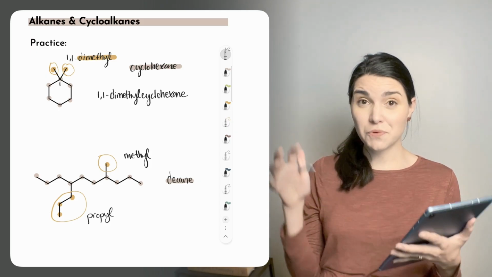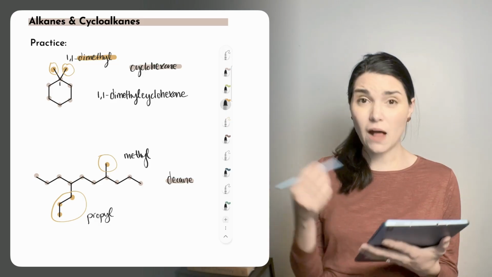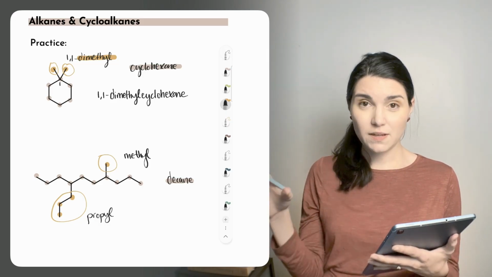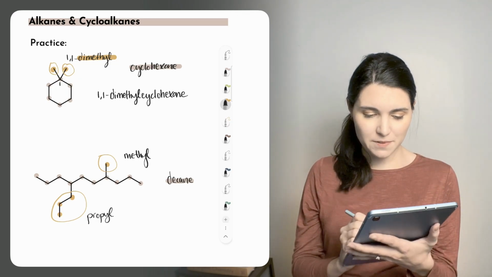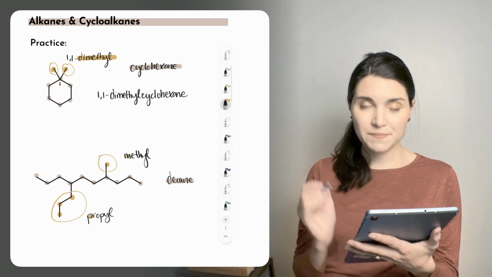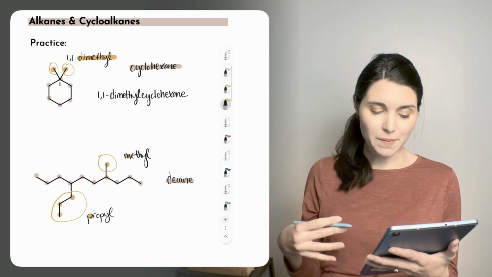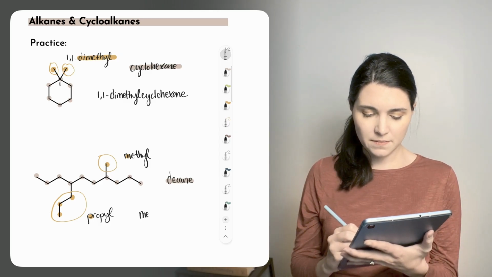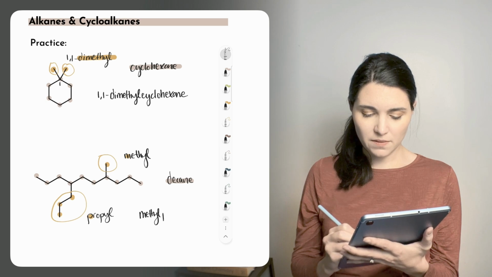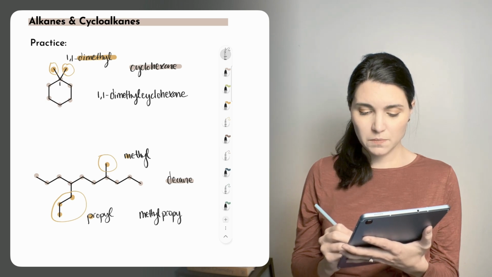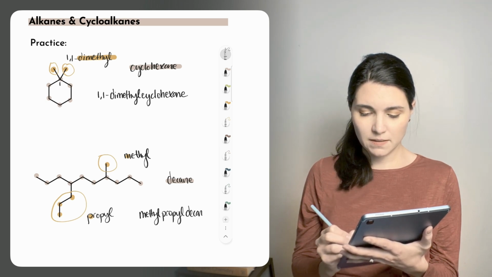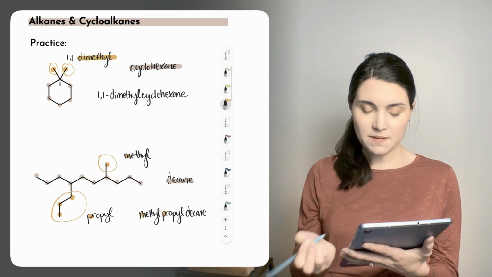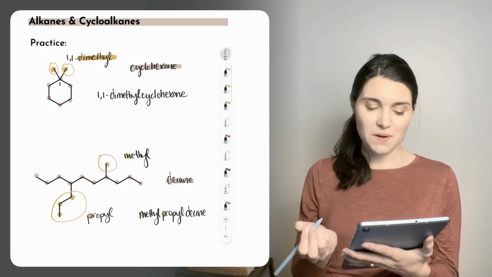Okay, so let's arrange our substituents in alphabetical order first, just so we know definitively how they're going to look in front of the parent name. So we have M versus P. M is earlier alphabetically than P. So this will be methylpropyldecane. Methylpropyldecane. And then we will do our numbering.